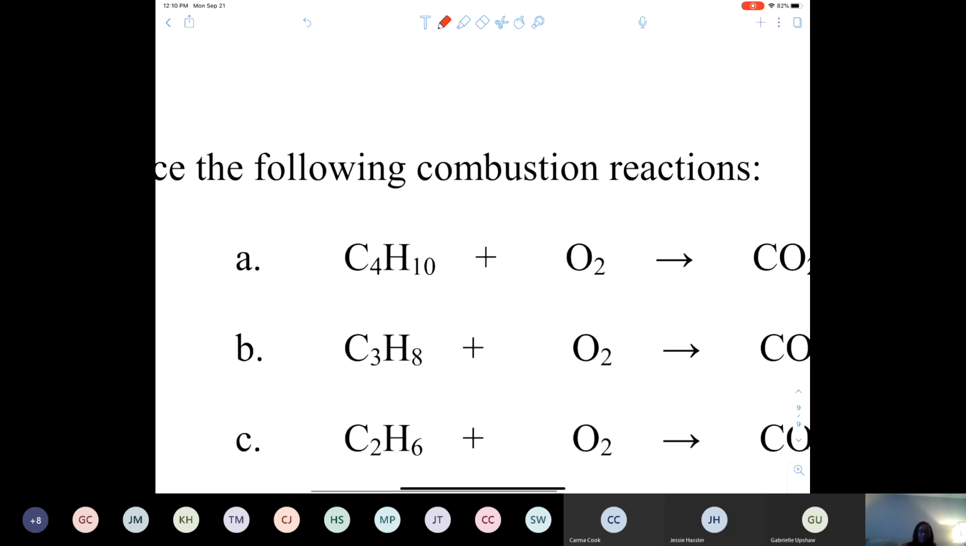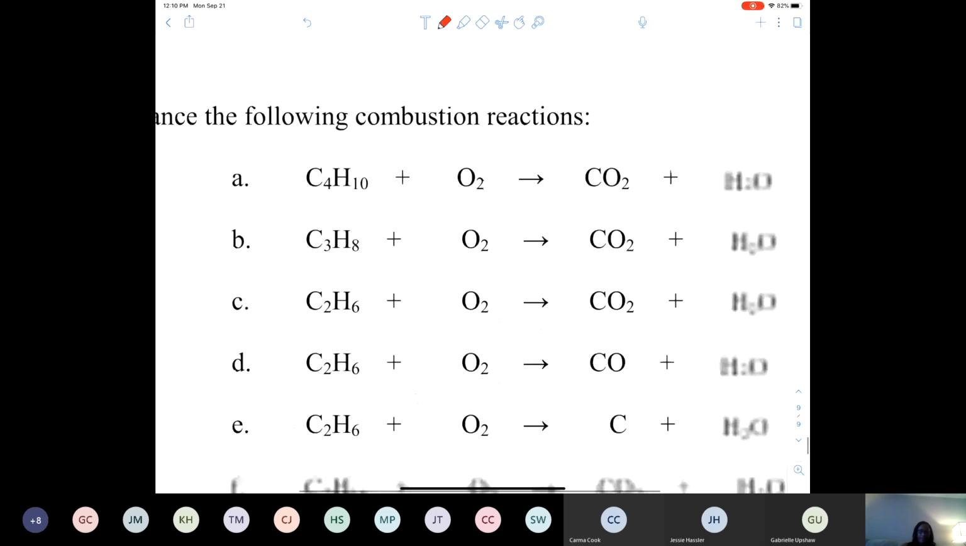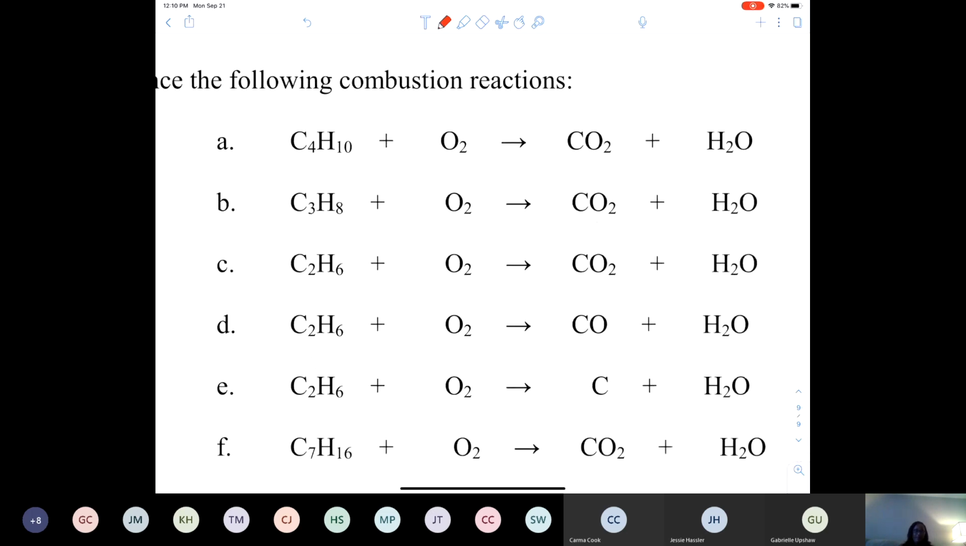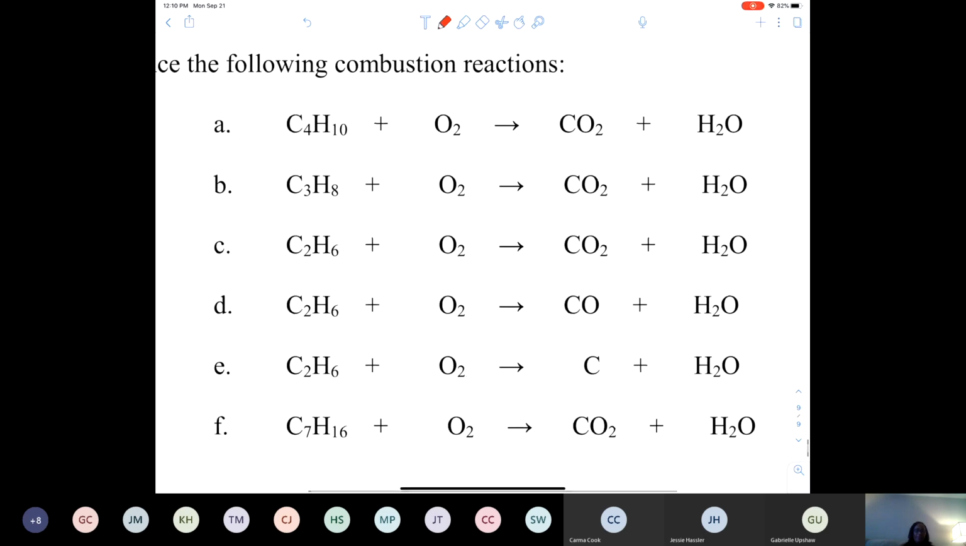Now taking a look at the combustion reactions. Our rule is to always balance the carbons first. Then the hydrogens. We got 10 on the left, 2 on the right. So we need a 5 here. 5 times 2 is 10. Then now we count the oxygens. 5 plus 8. 4 times 2 is 8. 8 plus 5 is 13.